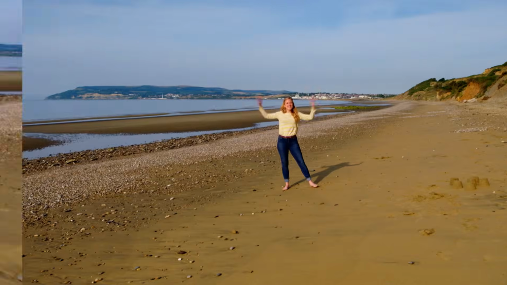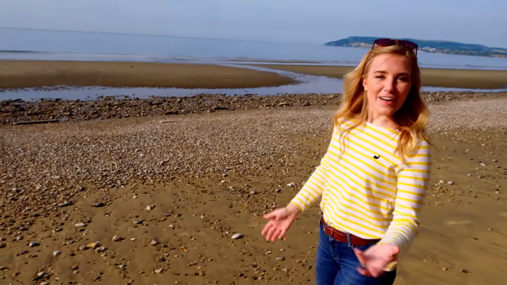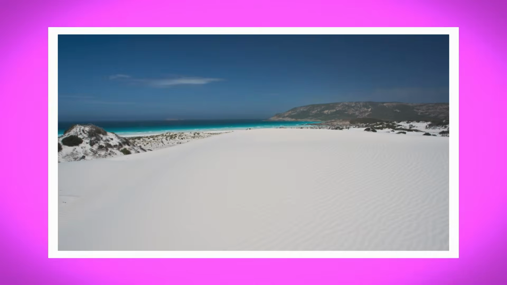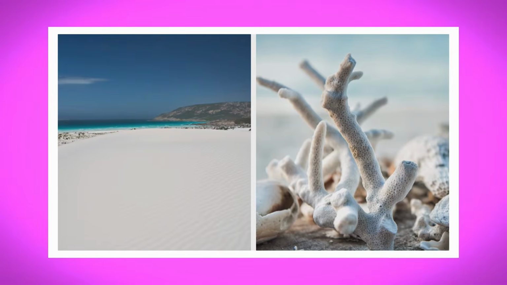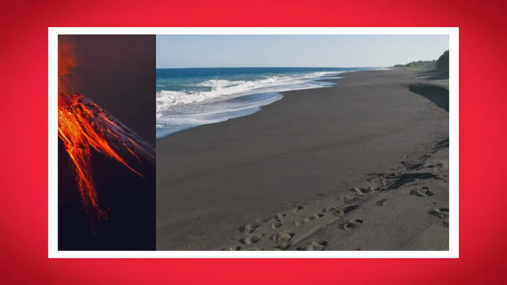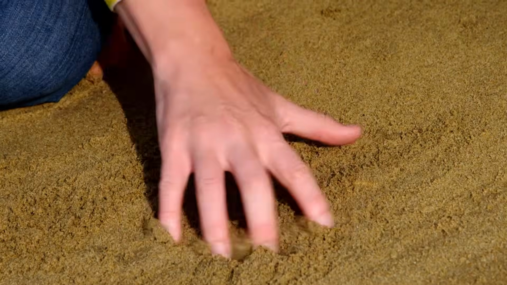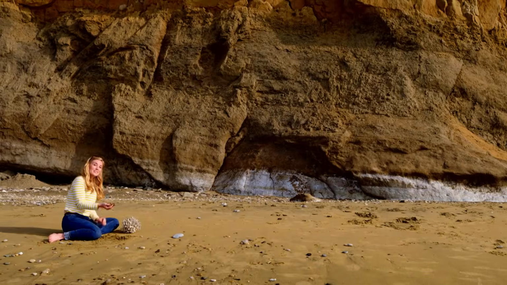To find out how sand is made, I've come to a beach. There's lots of different types of sand, and that's because sand is made of different things. White sand is sometimes made of coral, which lives in the sea. And black sand is made from lava that came from an erupting volcano. But the sand on this beach mostly comes from those cliffs.